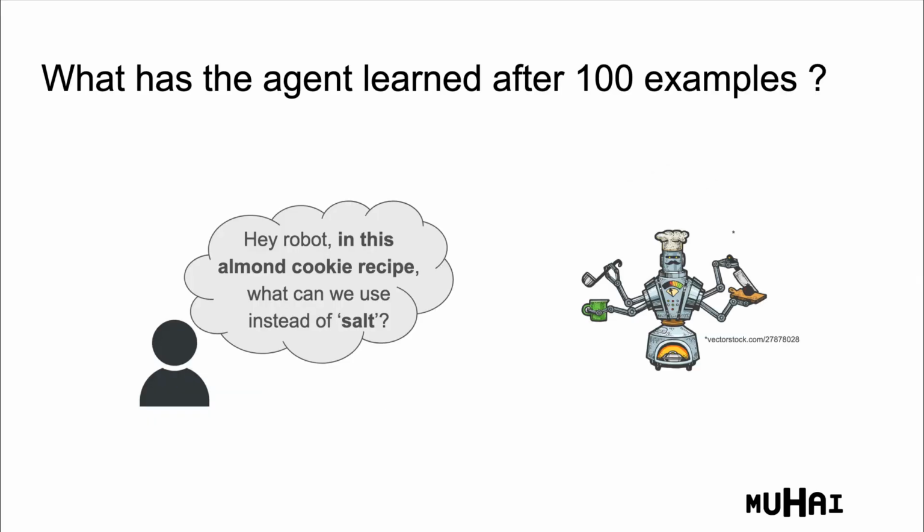We use an agent that has already been trained on only 100 examples to present its current task understanding and how we can affect it by providing only one more substitution example. We want to cook our project's favorite recipe, almond cookies, but we want to serve it to people with high blood pressure. Let's ask the agent what we can use instead of salt. Asking the original query.